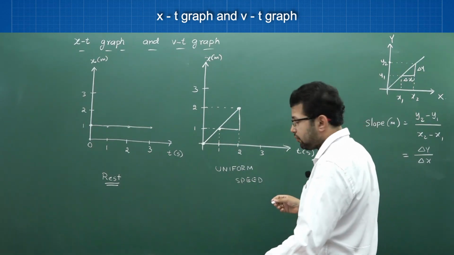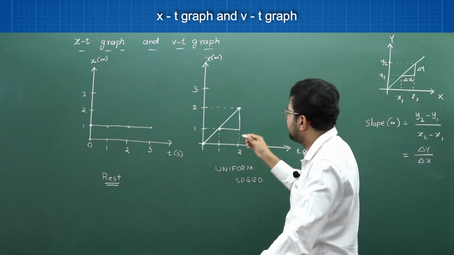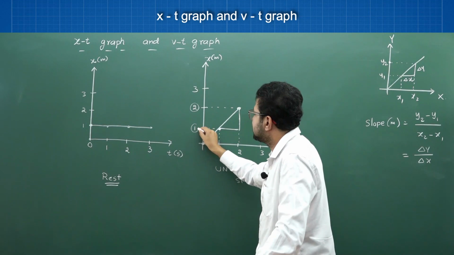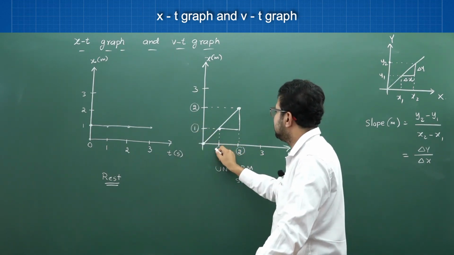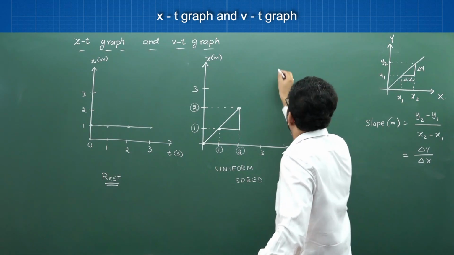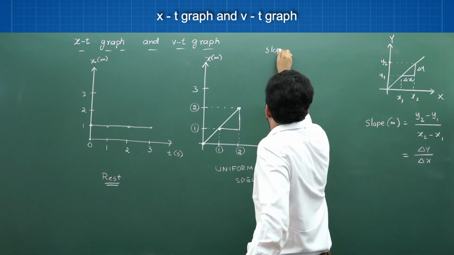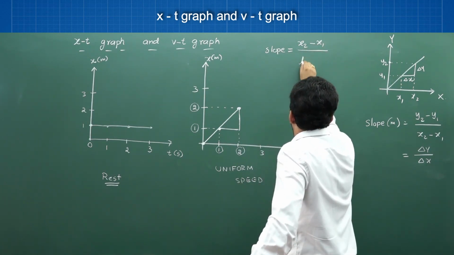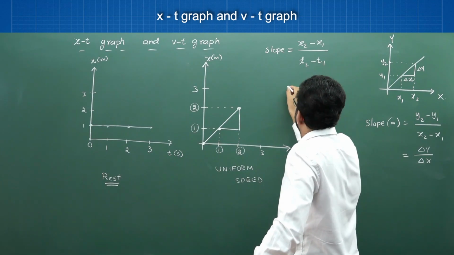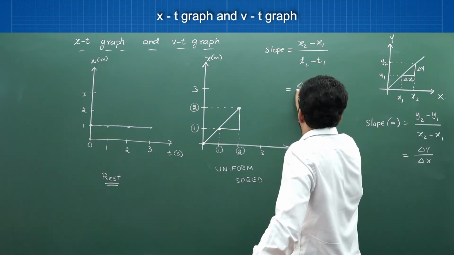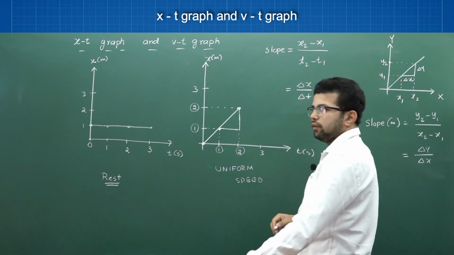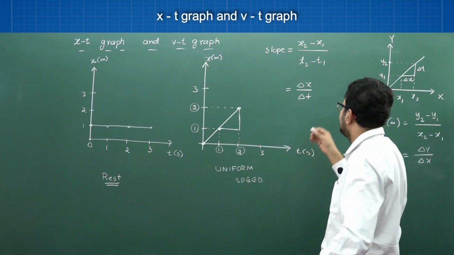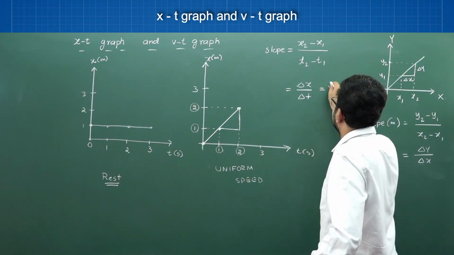Now, here I am finding the slope of a position time graph. So, this will be x2, this will be x1, this will be t2, this will be t1. So, what happens? Slope is equal to x2 minus x1 divided by t2 minus t1, or I can write it as delta x by delta t. We know that delta x by delta t is change in position, meaning displacement by time. Displacement by time is velocity, average velocity, or slope.